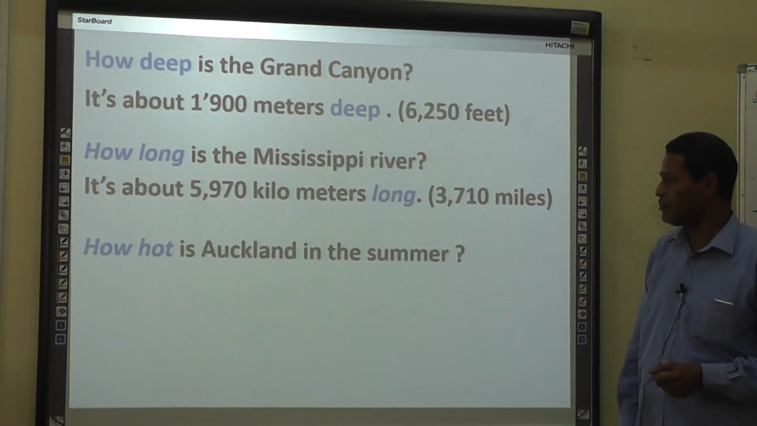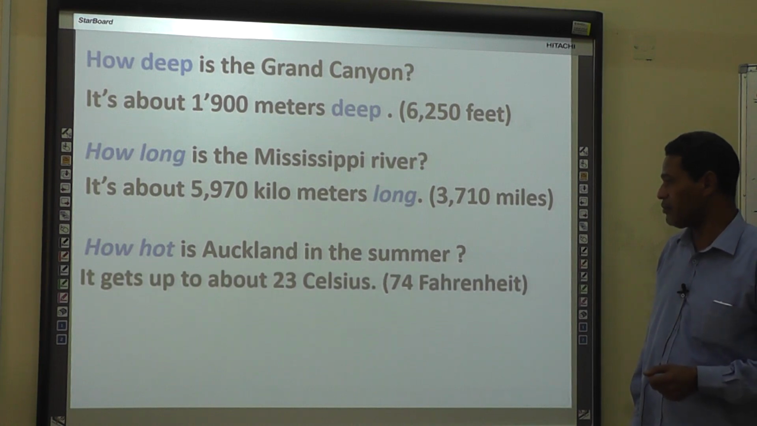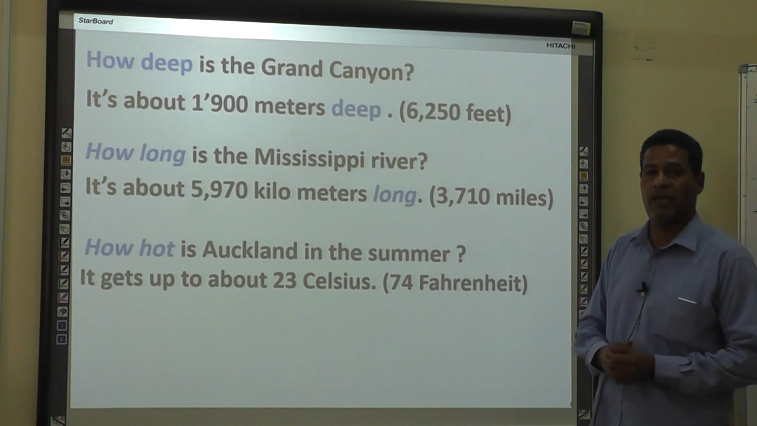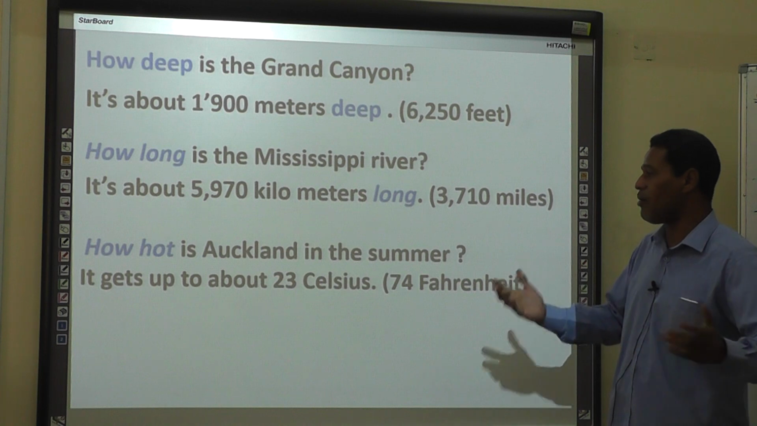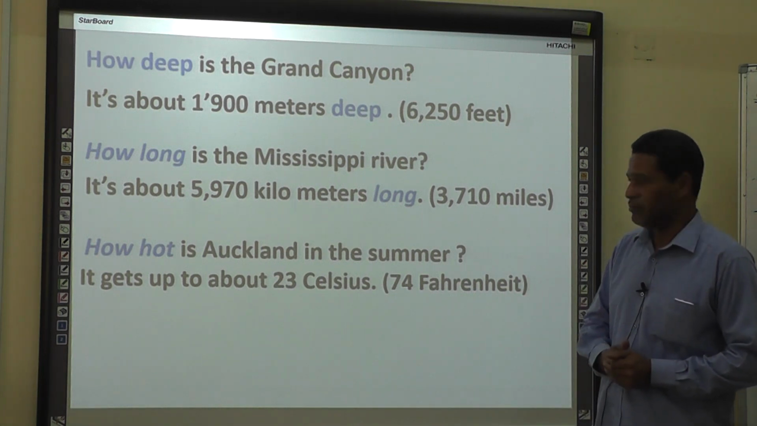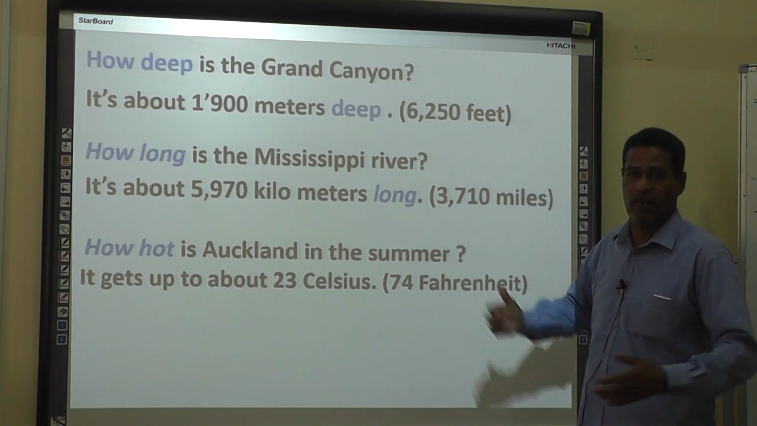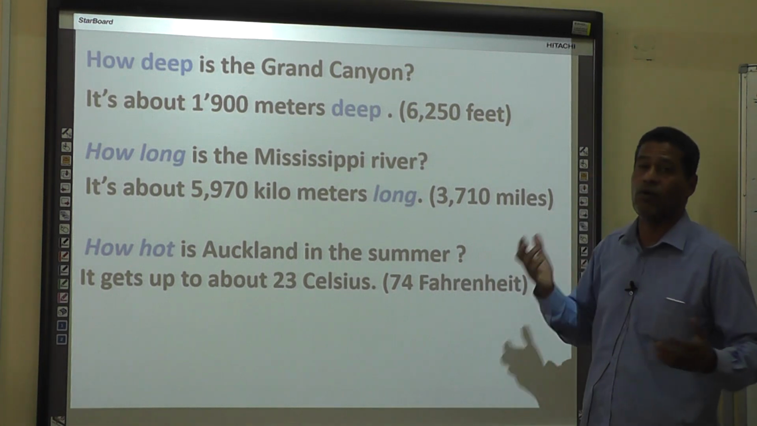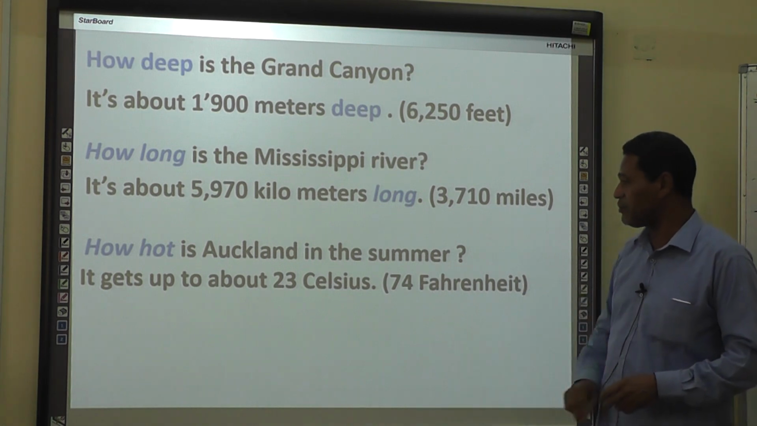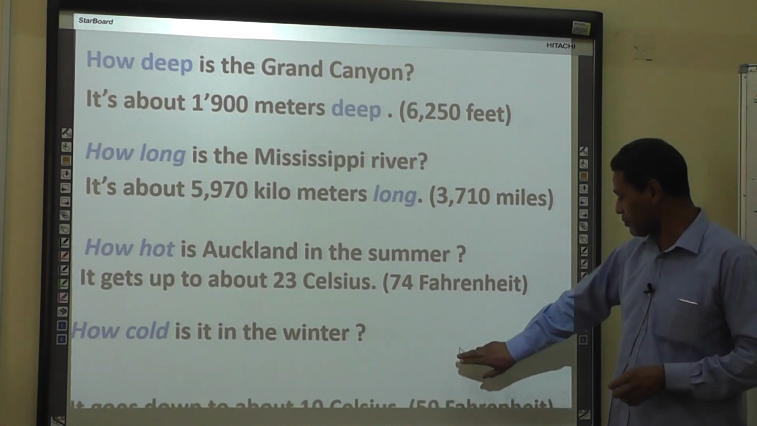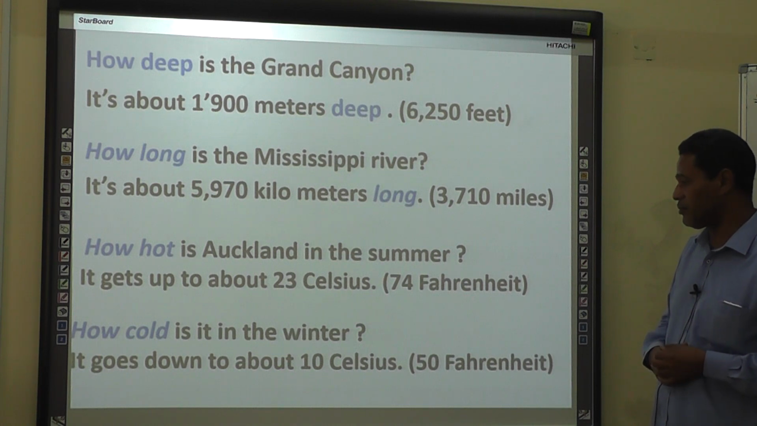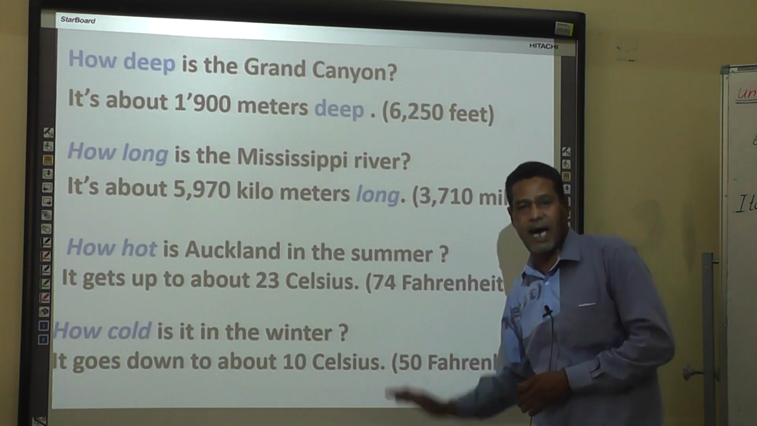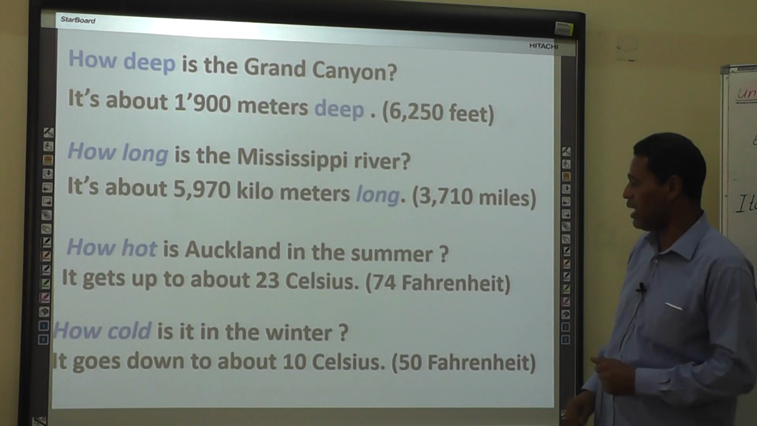How hot is Auckland in the summer? It gets up to about 23 degrees Celsius, 74 degrees Fahrenheit. So how hot, as you can see from the example, we use it to ask about the temperature in summer in a place. So how hot is Riyadh in summer? I can say it gets up to about 50 or more Celsius. If I want to know if it is cold, I can say how cold is Riyadh in winter, and so on. How cold is it in the winter? It goes down to about 10 degrees Celsius, 50 degrees Fahrenheit. So with how hot, we say it gets up. With how cold, we say it gets down.